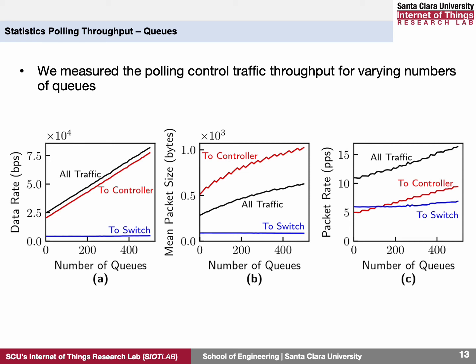As we can see, the control traffic throughput patterns are about the same as our previous experiment. The main difference is that the amount of control traffic throughput grows at a lesser rate than the previous experiment with flow rules. This is because it takes less data to transfer information about a queue than it does for a flow rule in these multi-part reply messages.